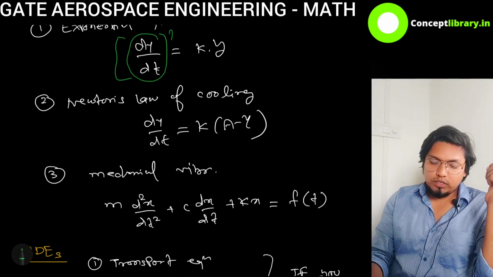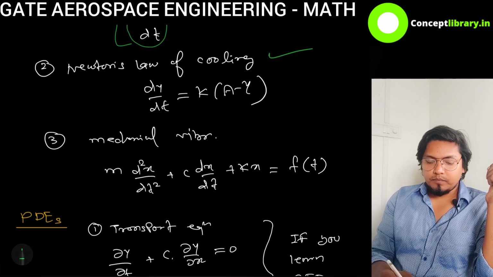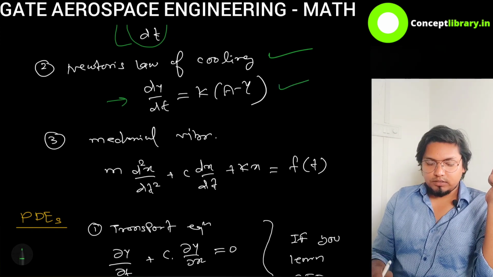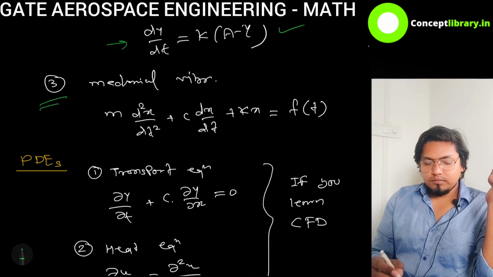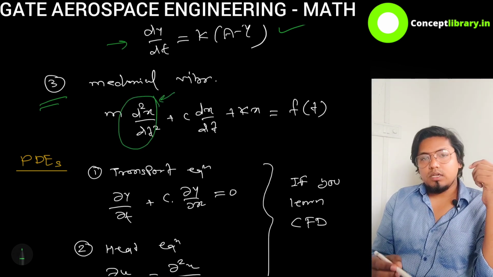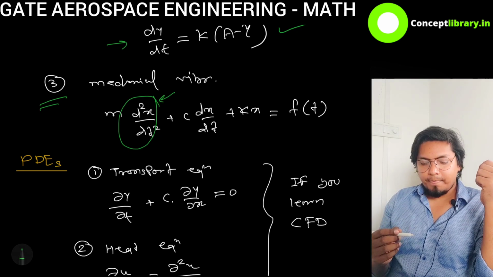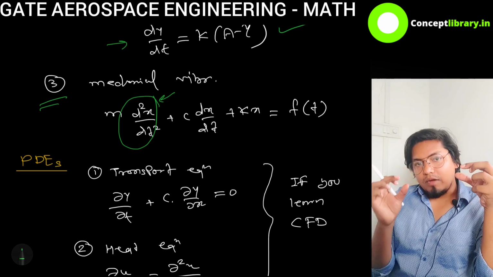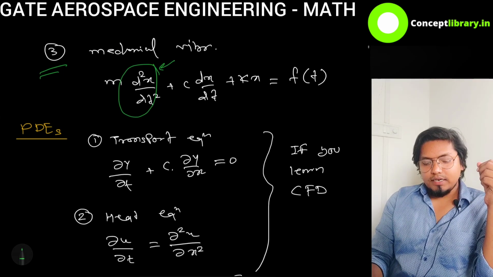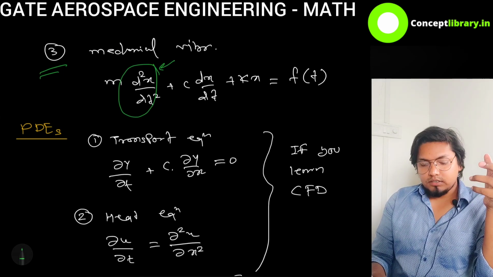Newton's law of cooling is another example. Again, here you have order 1, and of course degree is also 1, and it is also linear. Now in mechanical vibration, here order is 2, but degree is 1. The highest power used to be the degree. I mean, the power of the highest order will become your degree. And it is again linear.